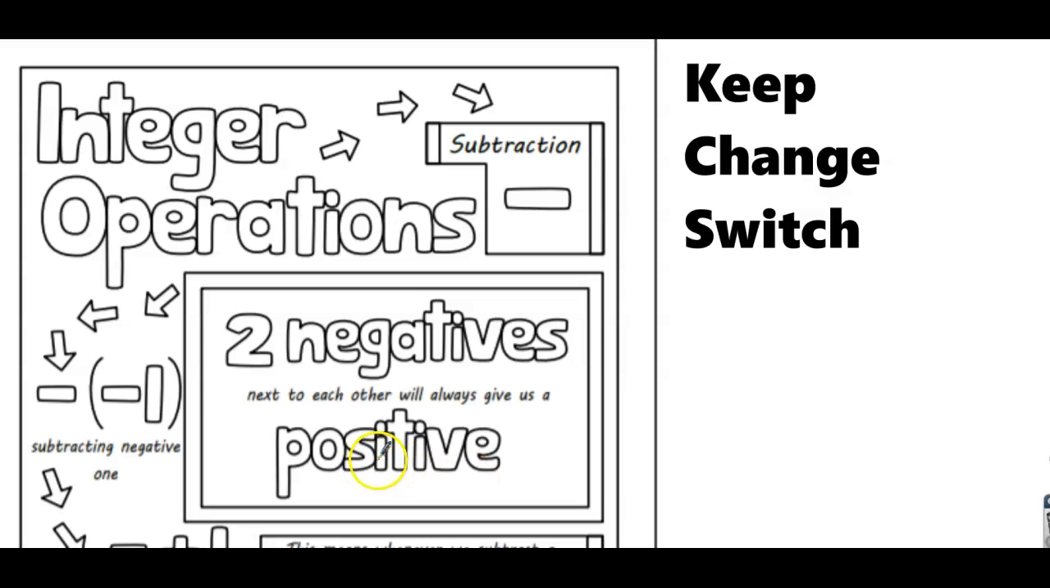So now we want to fill out this little thing over here, integer operations. This is where we're going to learn to subtract integers. And it says when you have two negatives next to each other, it will always give us a positive. Well, that's what we had over here. It was like 5 minus negative 3. They're saying subtracting a negative is the same as adding a positive. Well, when we did keep, change, switch, you can see that it was the same as adding a positive.